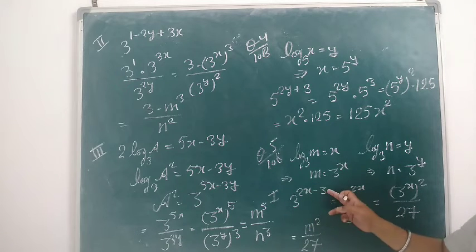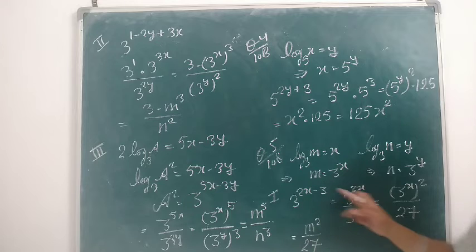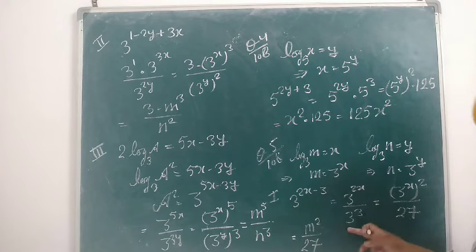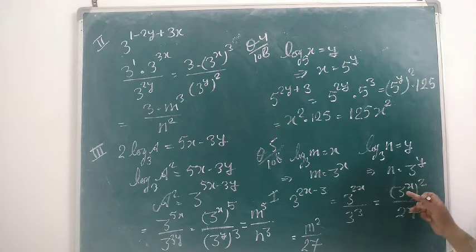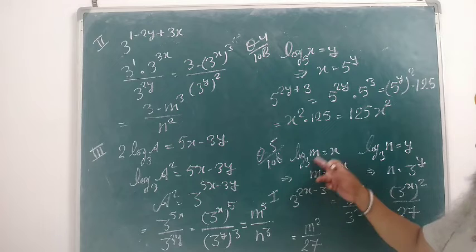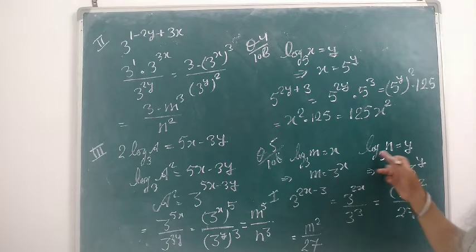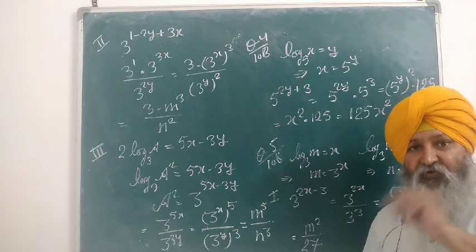3 raised to the power 2x minus 3. And you know minus comes when we divide, that is 3 raised to power 2x divided by 3 raised to power 3. 3 raised to power 3 is 27. And now this is 2 into x, so it means power 2, and you know 3 raised to power x is m, so here I will write m square upon 27. Again, listen once more: log m to the base 3 is x, so the value of m is 3 to the x; log n to the base 3 is y, so the value of n is 3 raised to power y. These are the universal values for all 3 parts.